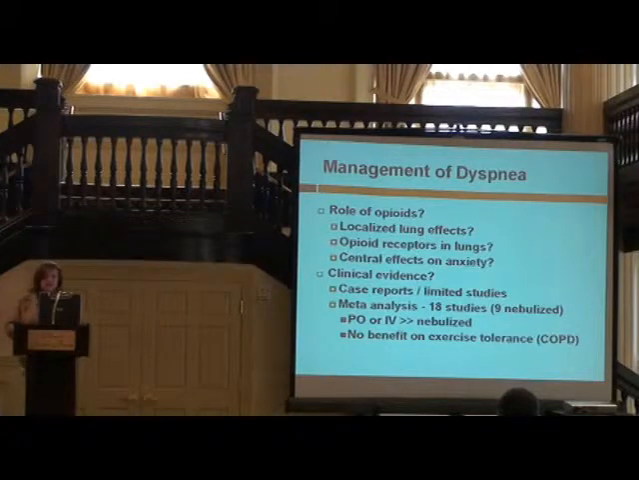It's really not fully well understood why opioids work in this setting. It has been suggested that there could be some localized effects on the lung. Are there opioid receptors in the lung? Is there a central effect on anxiety? So these could all play into potentially the mechanism behind using opioids for dyspnea.